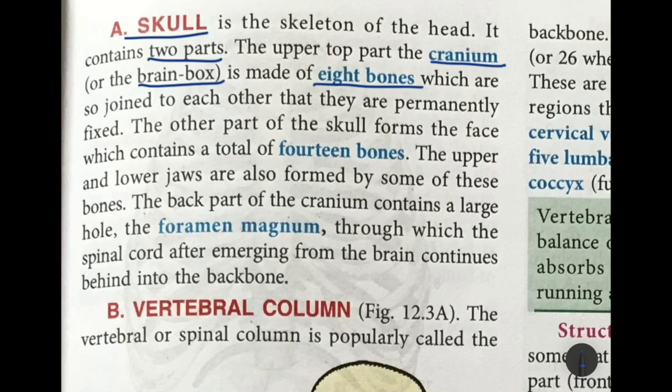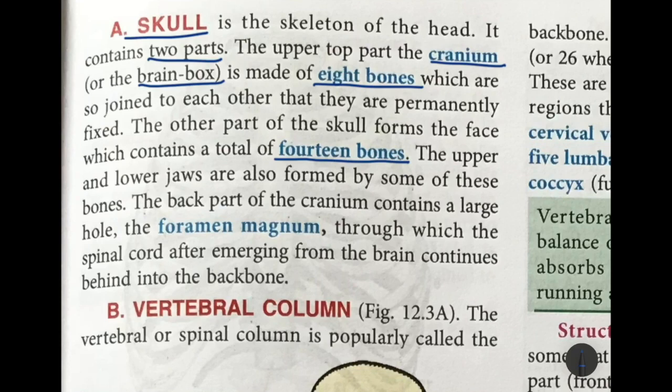Okay, and the 8 bones of the cranium are joined to each other to form immovable joints, and they are permanently fixed like tiles on the floor. The other part of the skull is the bones that you find in your face, and you find a total of 14 bones there. Out of the 14 bones, the upper and the lower jaw are also formed by these bones.